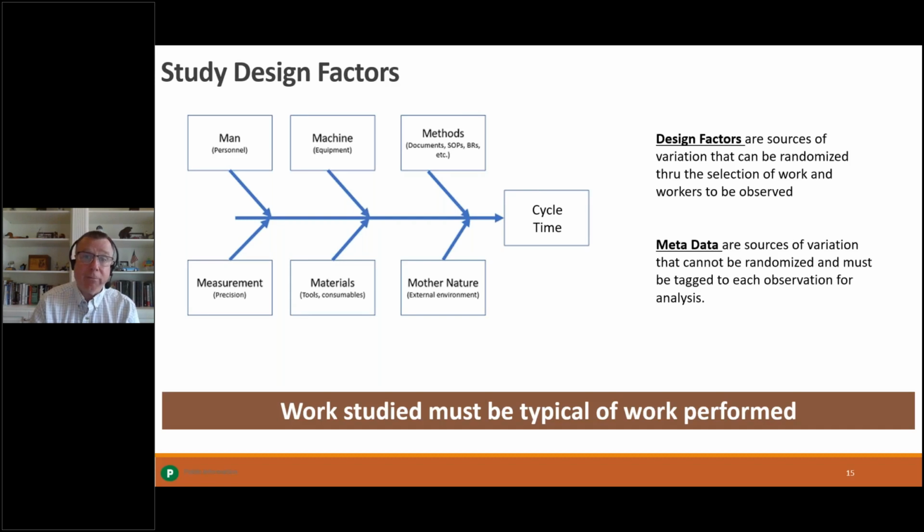Those factors that we can't randomize, we'll collect metadata on so that we can provide insights to the impact of those different factors. And often we can either filter out data based on the factors that we collected, or we can do some weighted adjustments to the cycle time to take the sample that we have and make it better represent the actual work being done.